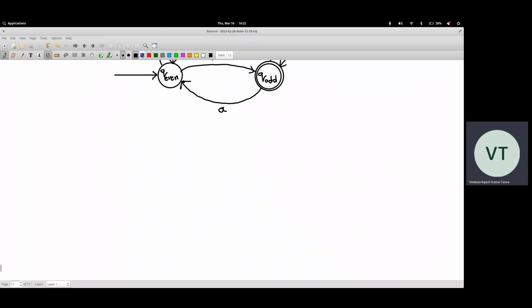Now let's see the steps. Can we have more than one FSM for the language? Yeah, for any language, you can have more than one FSM. It is like any problem statement given to you, you can always write more than one program. This is something like that.